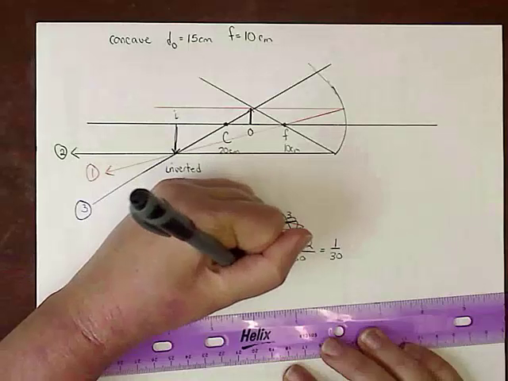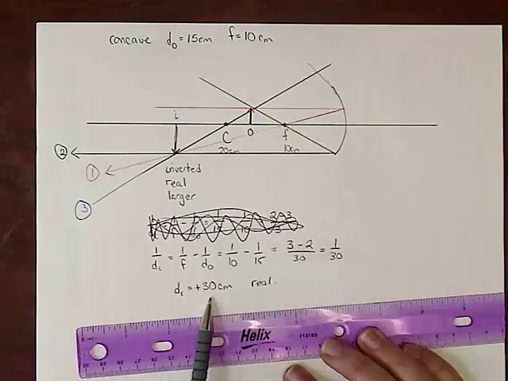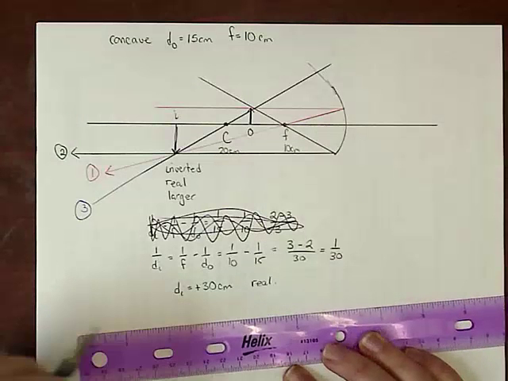So the plus means that it's real, and it's about 30 centimeters away, which is 3 focal lengths. If you look at the picture, it looks like that's about right. So we did a pretty good sketch there.